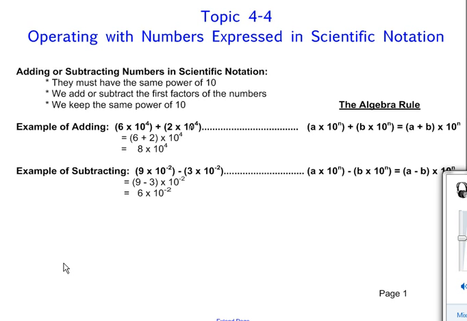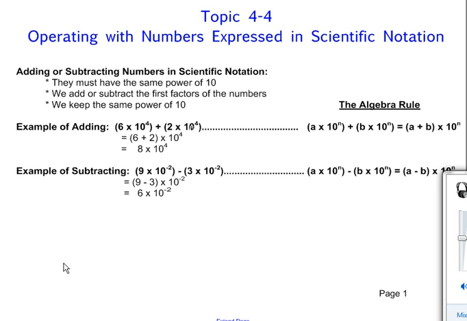Subtraction: 9 times 10 to the negative 2 power minus 3 times 10 to the negative 2 power. So the negative 2 power on the 10 is going to remain. We're going to take 9 minus 3 and get 6. So we took the first factor from each of the numbers, the 9 and the 3, subtracted, got 6. And we keep the same power of 10, 10 to the negative 2 power.